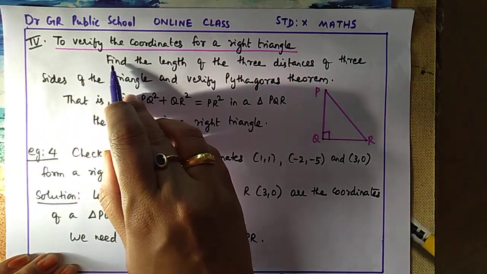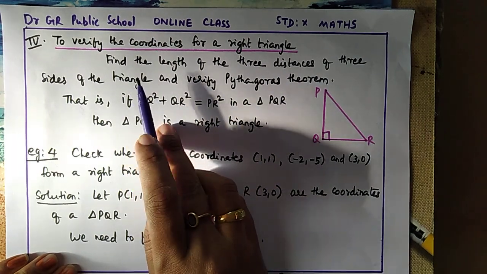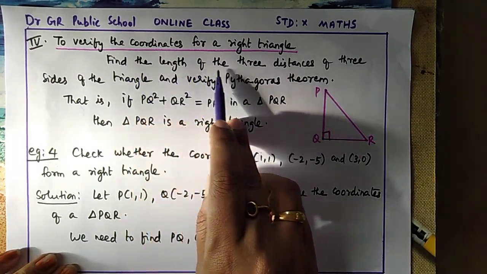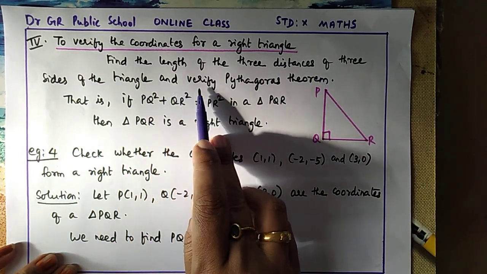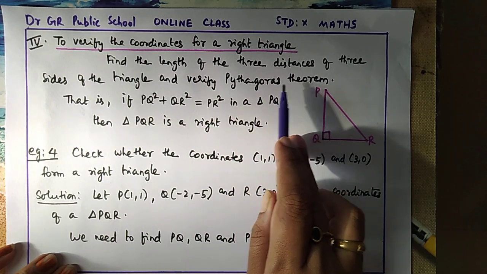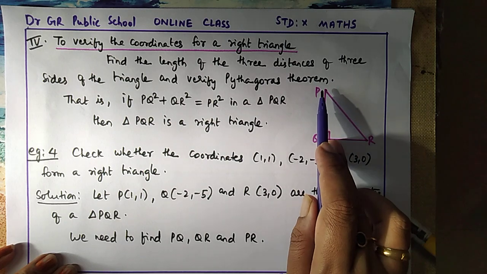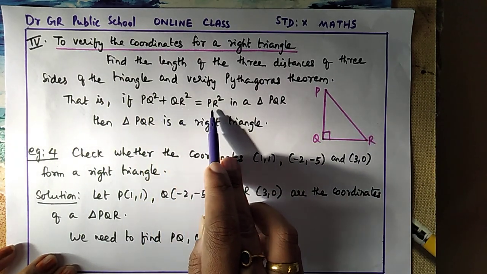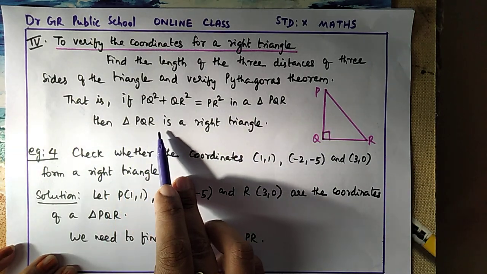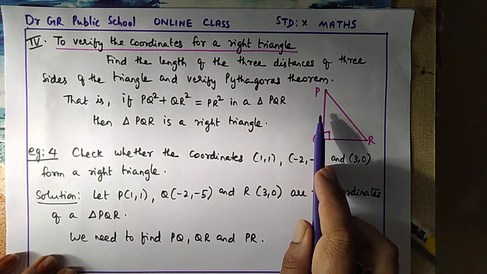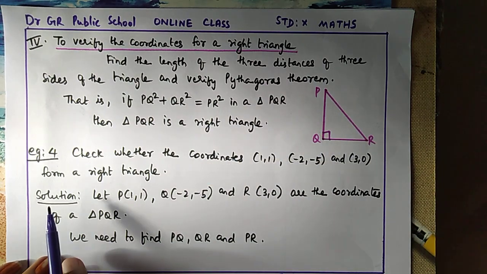The fourth type, to verify the coordinates for a right triangle. So in order to prove it is a right triangle, first you need to find the length of the three distances of three sides of the triangle. And what we are doing? We are verifying Pythagoras theorem. And Pythagoras theorem, that is, if in this triangle PQR, PQ square plus QR square is equal to PR square, then we can say this is a right triangle. Okay. So Pythagoras theorem we are using for proving the right triangle. Now come to the example.